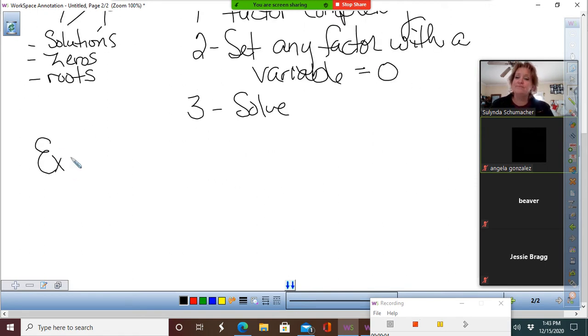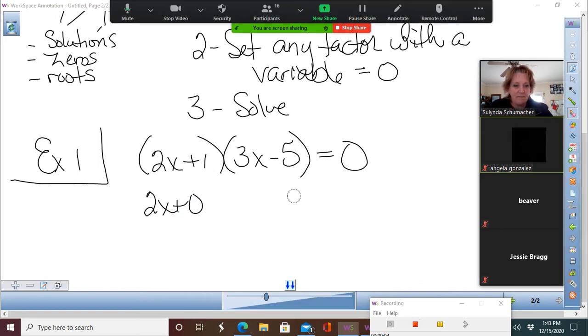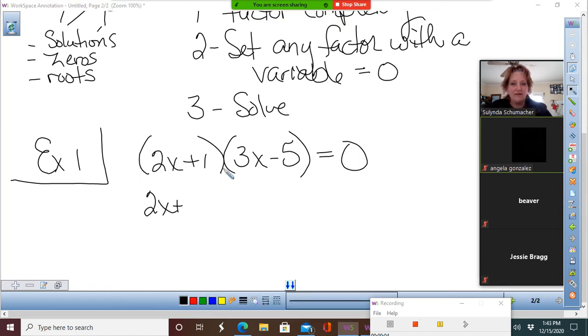All right, so here we go. Example number 1. I'm going to give you one where we've already got it factored. So say I have 2x plus 1 and 3x minus 5 equals 0. So this one's already been factored on the left. So what we do is we take each one of these factors that have a variable in it, and we set it equal to 0. So I have 2x plus 1 equals 0, and I have 3x minus 5 equals 0.